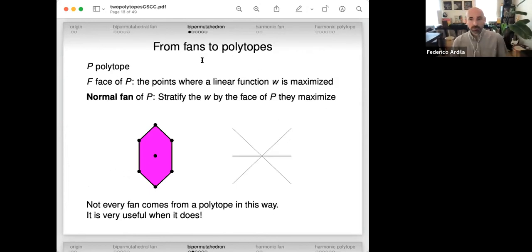Okay, so now let's go from fans to polytopes. So here's a fan, and I want to know if it comes from a polytope in the following way. So I'm going to say some things about polytopes, and I know that probably many of you don't usually think about polytopes very much. So if you have questions about that, this is a good moment to ask.